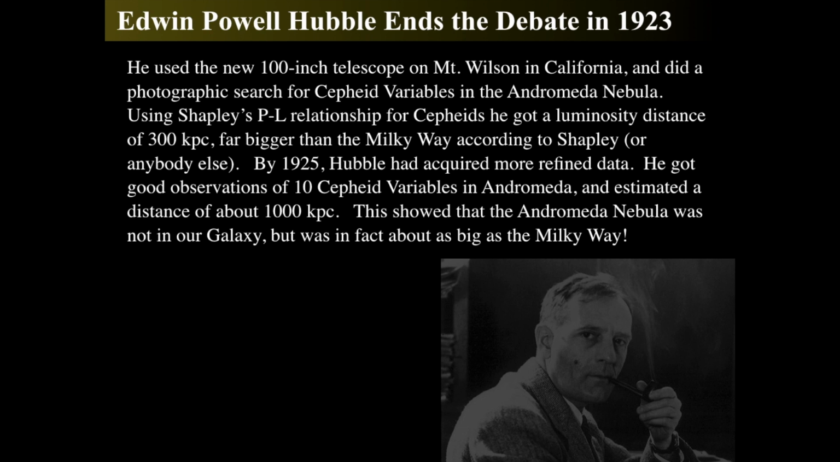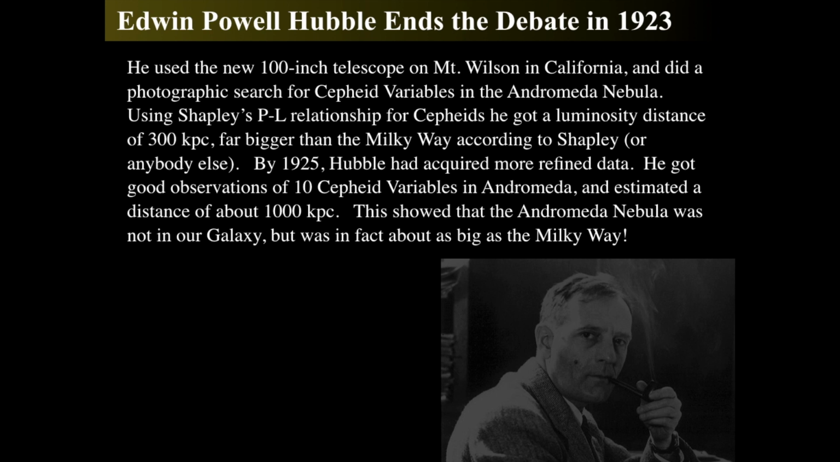He used the 100-inch telescope at Mount Wilson in California and looked for Cepheid variables in the Andromeda Nebula. He used Shapley's version of Leavitt's period-luminosity relation for the Cepheid variables, and he got a really great distance to M31 of 300 kiloparsecs, and that's far bigger than the Milky Way according to Shapley. So no matter what, M31 is outside the Milky Way.